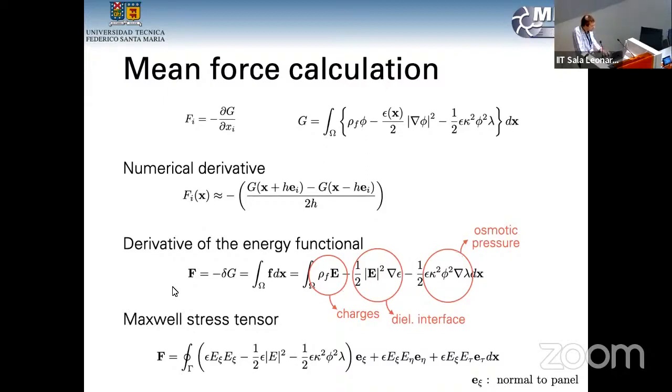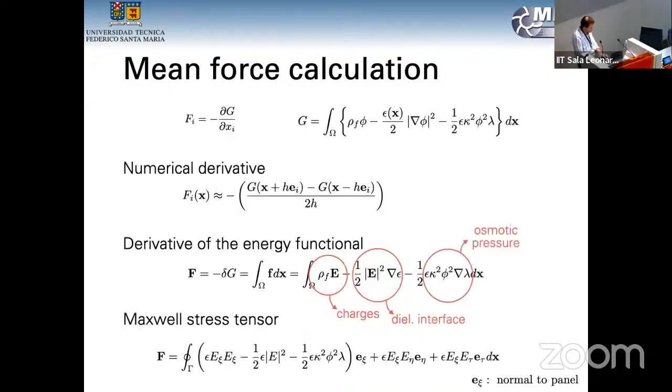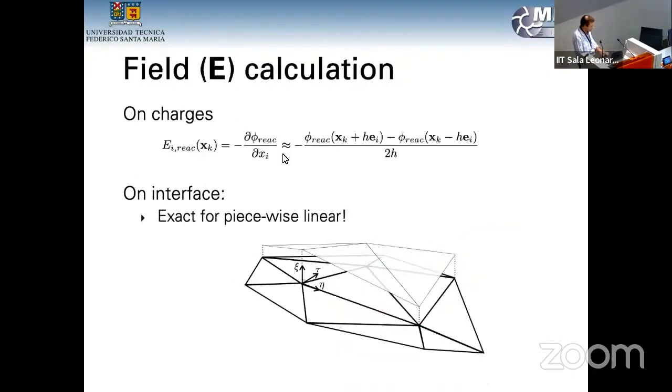On the other hand, we can compute it with the Maxwell stress tensor directly. But as you can see in these two cases, the most problematic thing is that you need to compute the electric field, especially on the interface. That's hard. So you need the force in two parts, right? First here on the charge itself, which we compute as it is, where we're looking at the electric field of the reaction potential.